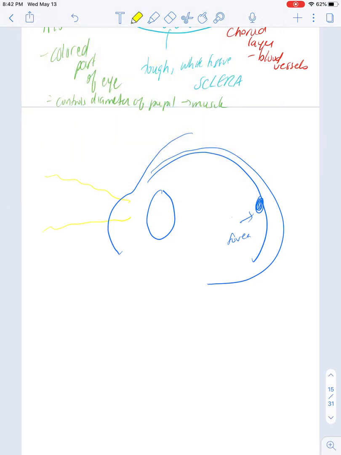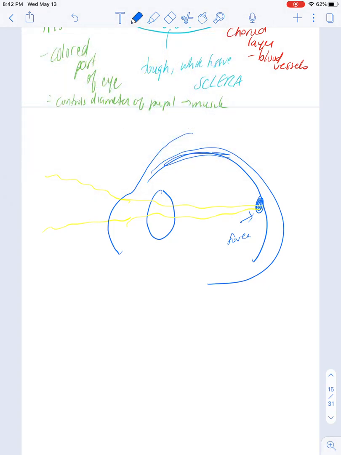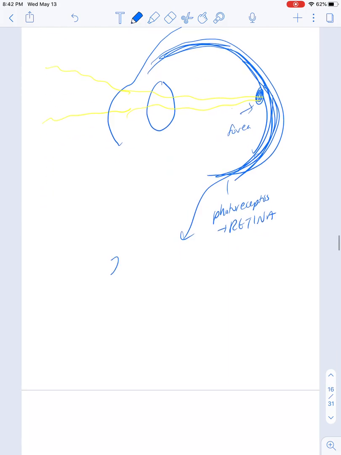And that's where you want it to be. If the light doesn't hit the fovea directly, then you're going to need glasses. And I said to you just now that this part of the eye contains photoreceptors, and these photoreceptors are located in your retina. So we're going to take a look at these photoreceptors. There are two types: rods and cones.